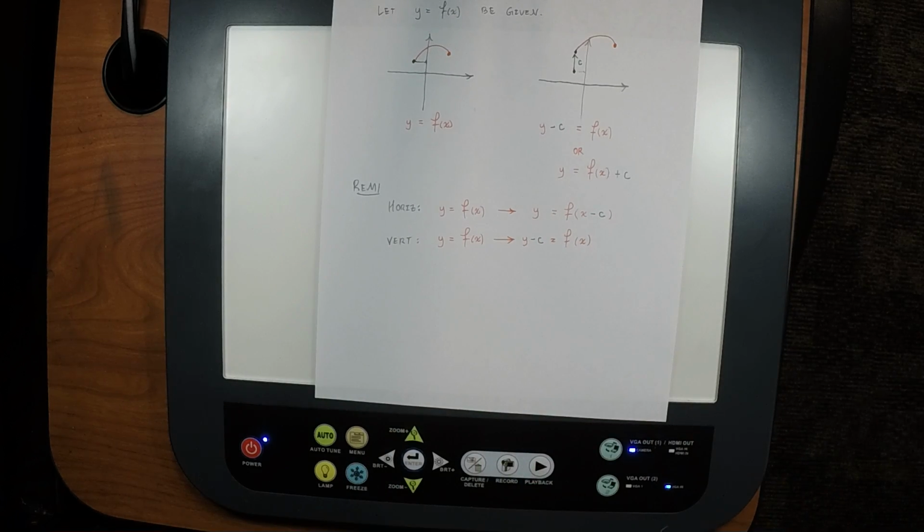Because the first thing that we do on Wednesday is to talk exactly about this, but instead we're going to be scaling, making things taller and shorter. All right, have a nice Monday.